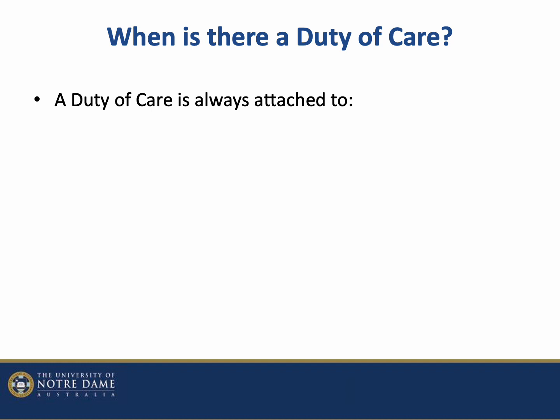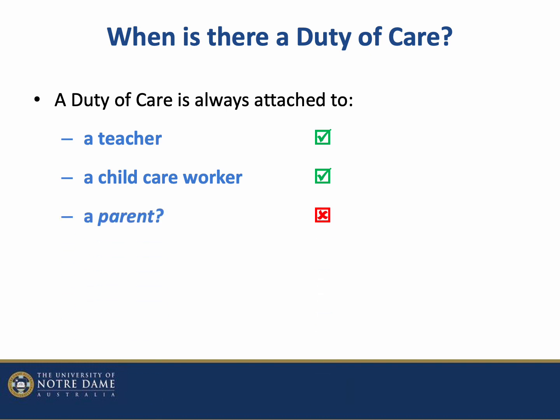Okay, well, we spoke last week a little bit about duty of care, and we do need to understand when duty of care attaches. A duty of care is always attached to a teacher. It is also always attached to a childcare worker, but it is not attached to a parent. Now, we do have a higher legal obligation than the child's parents because you are acting in what is known as in loco parentis, which is a Latin term for a proxy parent, a parent in a different location.